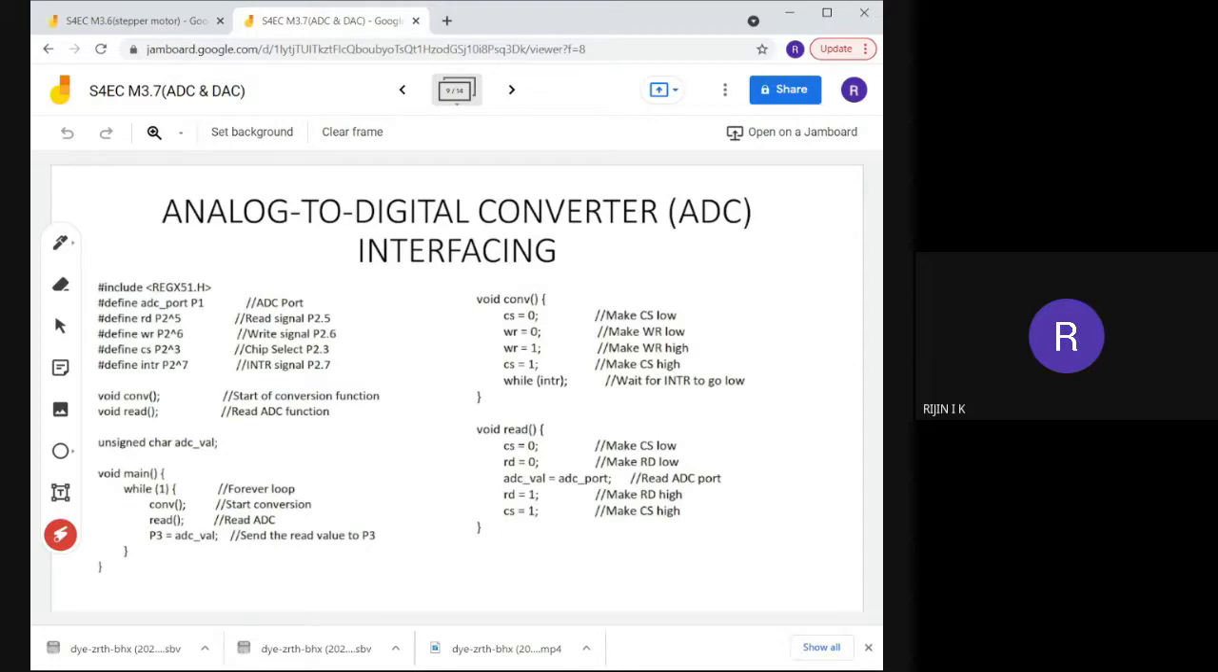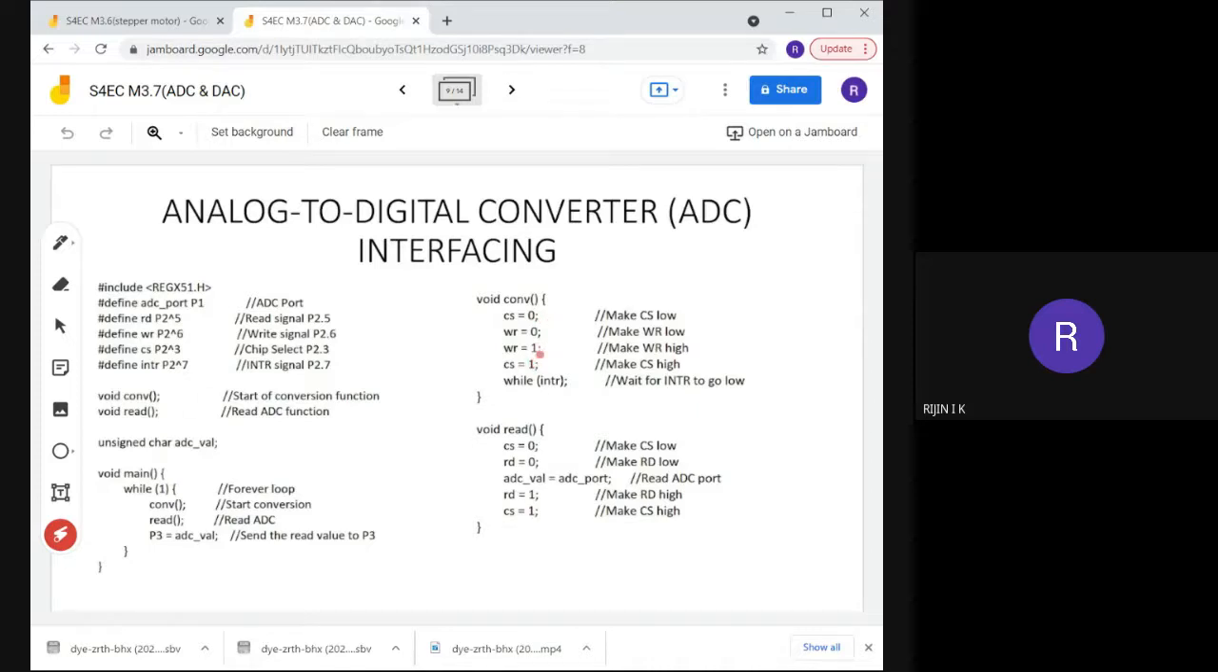Then after that we can give WR is equal to 0. What is WR? WR means to start the conversion. After selecting the IC chip, we can inform the IC to start the conversion process. For that we can set WR is equal to 0. Then we have to set WR is equal to 1, because it is a low to high transition. First we set WR is equal to 0, then WR is equal to 1. We also have to set CS is equal to 1.